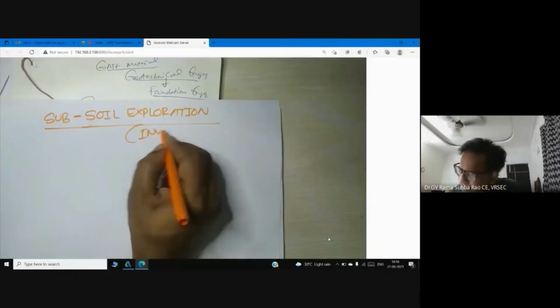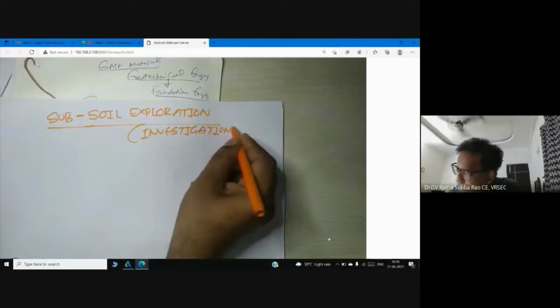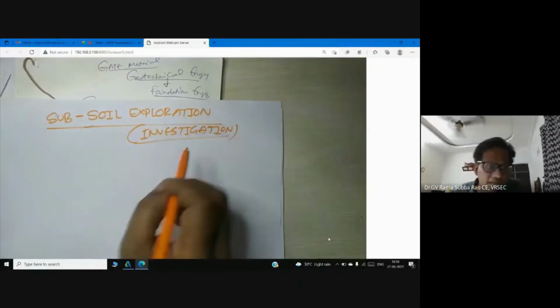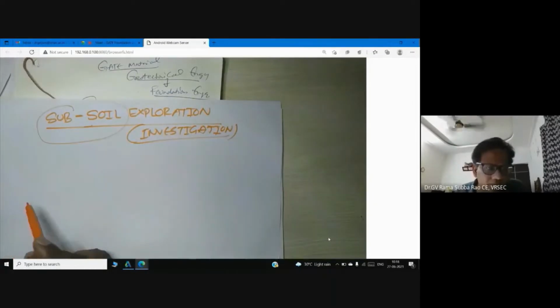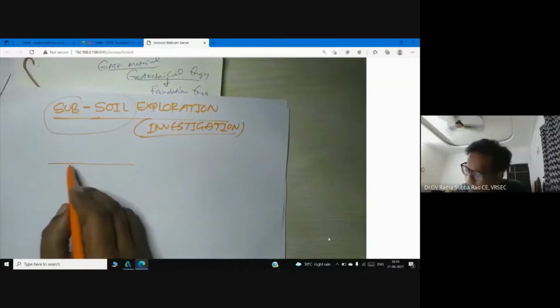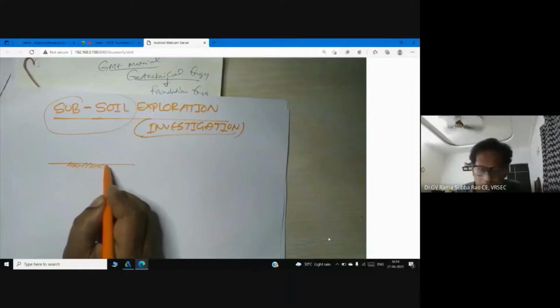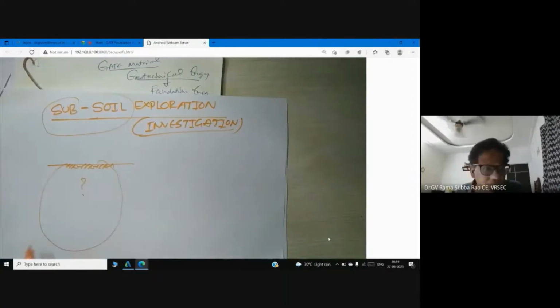What we are investigating is subsoil. Subsoil, not surface soil. You see, soil below the ground surface. We want to know its properties.